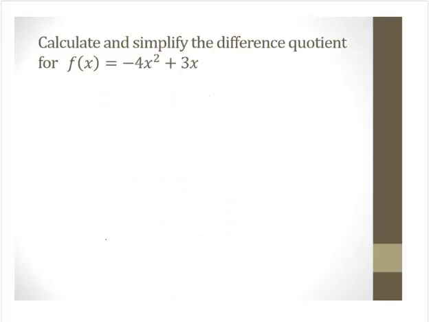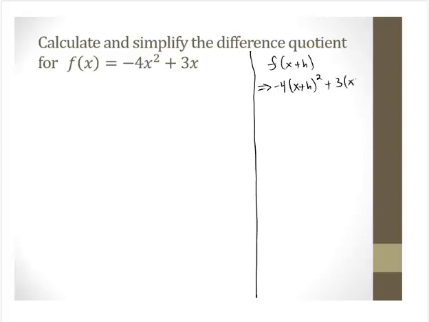Let's look at one more example. If f of x is negative 4x squared plus 3x, let's calculate and simplify the difference quotient. All right, so I'm going to work over on the right here for the f of x plus h. Thinking ahead, what's f of x plus h? Well, that would be negative 4 by x plus h squared plus 3 times x plus h.